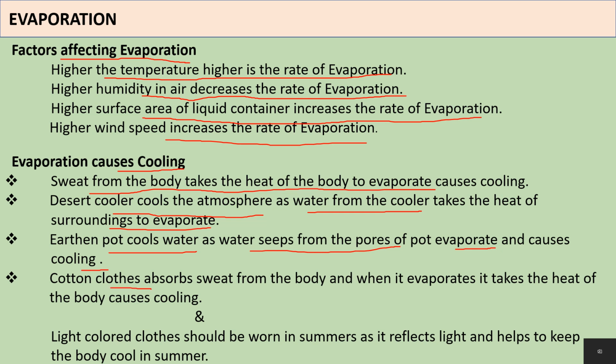Cotton clothes absorb sweat from the body. And when the sweat evaporates, it causes cooling effect on the body. Sometimes it is asked, what type of clothes should be worn in summers? There, we should write cotton clothes because it absorbs sweat from the body, and also light colored clothes as they reflect light. Reflection of light also causes cooling.